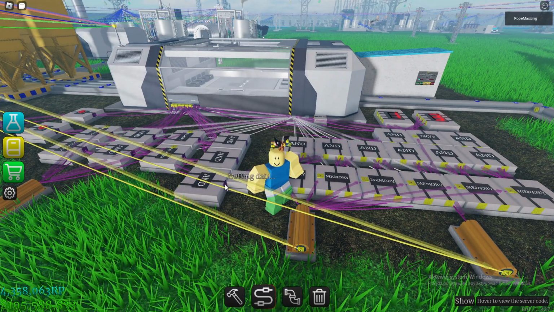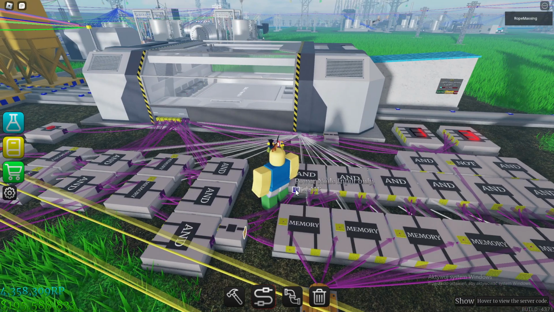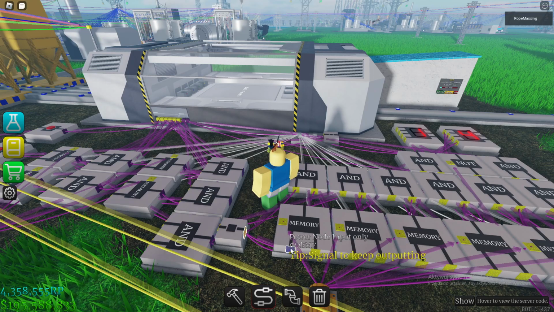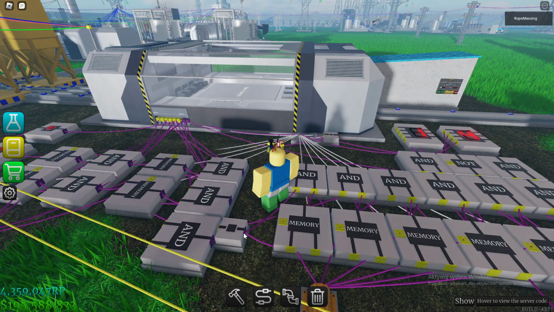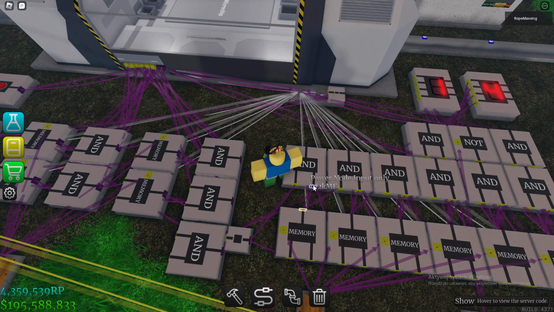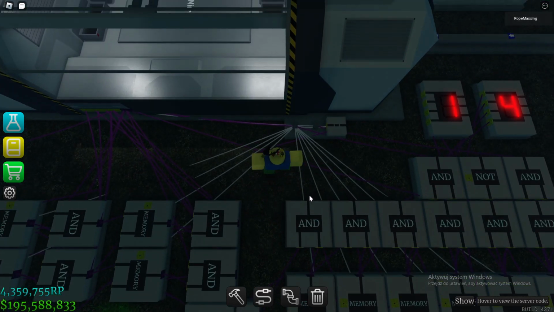After that, this logic pulse is going to connect into this left input on the AND gate, and this left input of this memory, which is the signal to keep outputting, and this memory will be connected into the right input of this AND gate. Now this AND gate is going to connect.